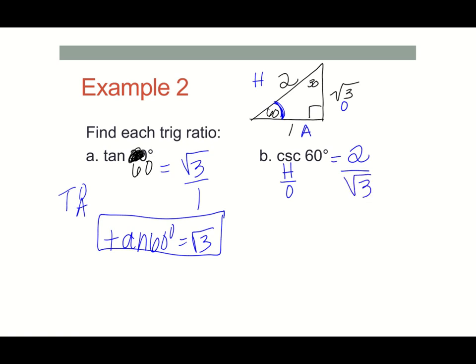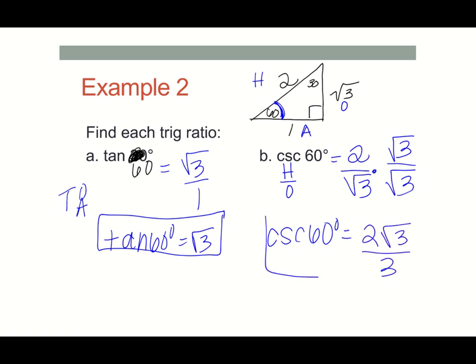But we know that it is a big no in math to have a square root in the denominator. So we are going to multiply to rationalize the denominator. And if I rationalize the denominator, I get the cosecant of 60 degrees equals 2 times root 3 over 3. So that would be the cosecant of 60 degrees.